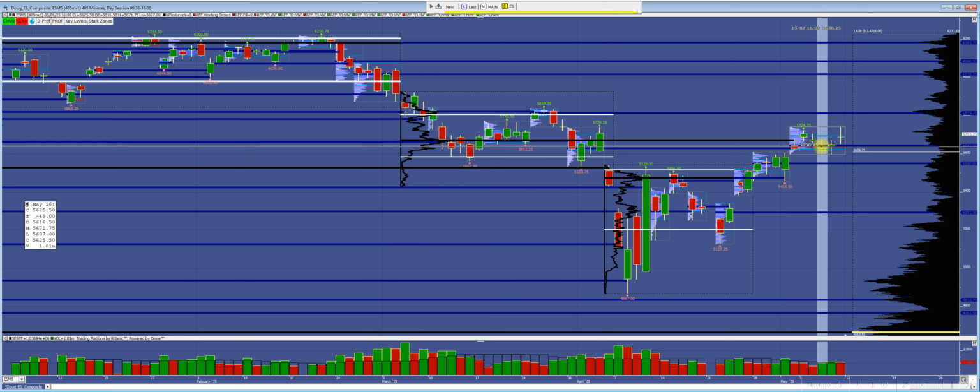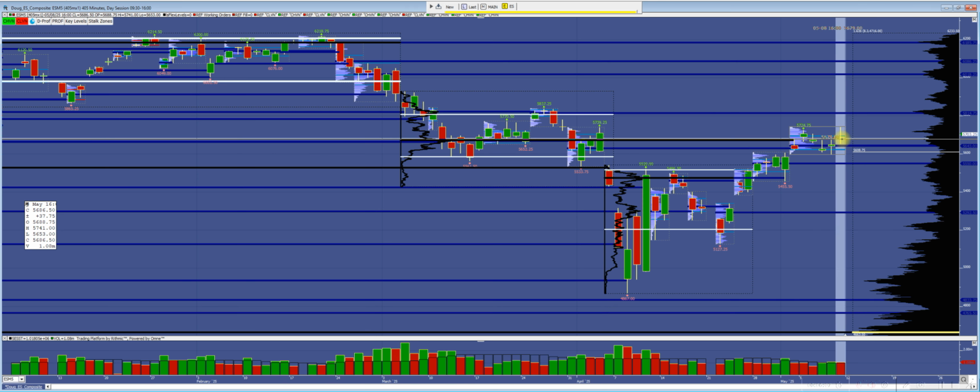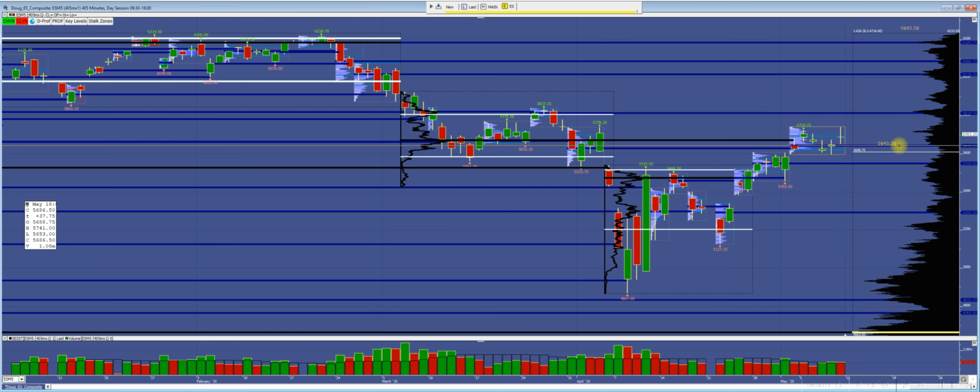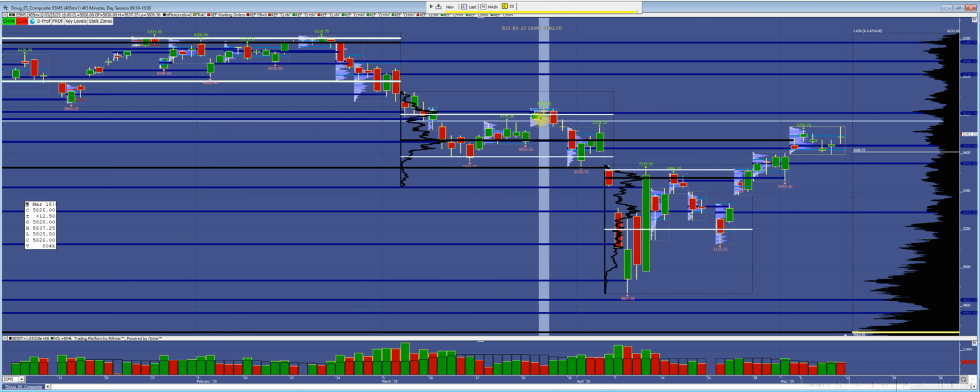So we've got a very balanced day yesterday. Didn't really do much, but we did test both sides. You can see they tested back down to that micro composite VPOC and tested up to that range. And we didn't quite get to that April 16th right here. Is that the 16th? Yeah, that's March 16th.